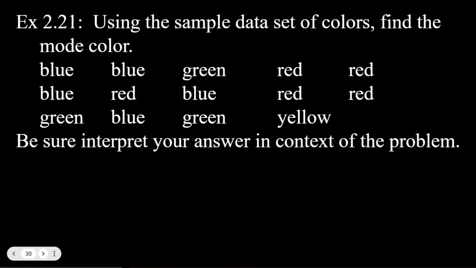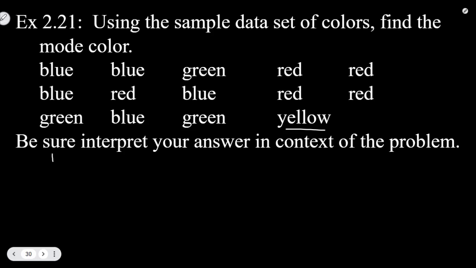For example 2.21, and depending on which set of notes you're using, I did change this example a little bit. I switched that last option to yellow instead of, I don't remember what it was, maybe green. So we're going to find the mode of the data set of colors. Notice this time it doesn't make sense to try and put them in order because there is no order with colors. It's qualitative. And going back to our types of data, this is a nominal set of data, because you can just name it, you can't really order it. But be sure to interpret your answer in the context of the problem.